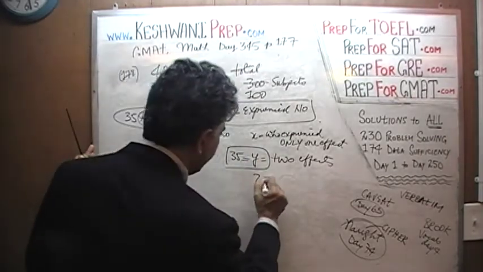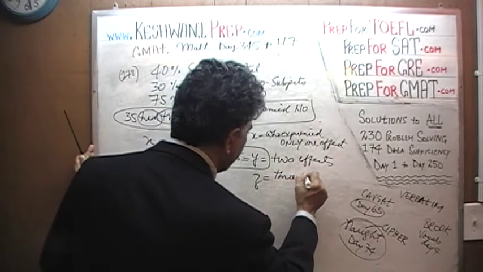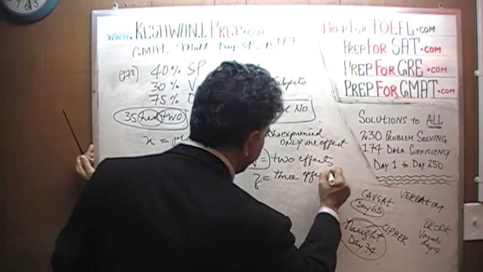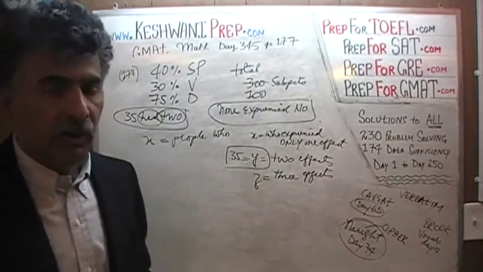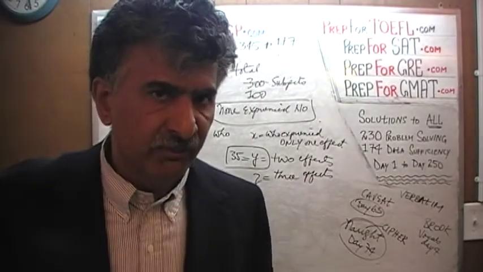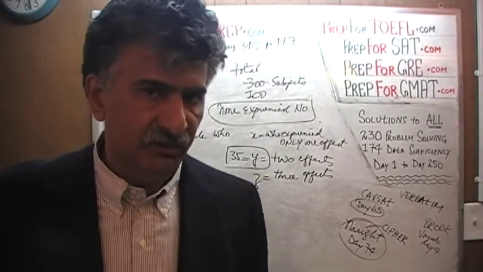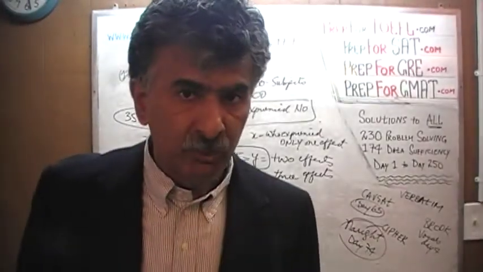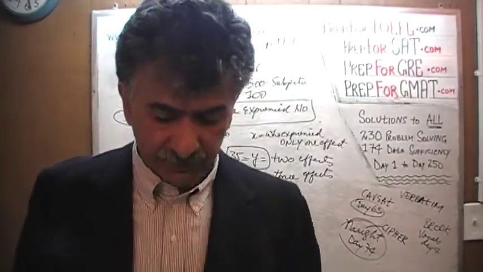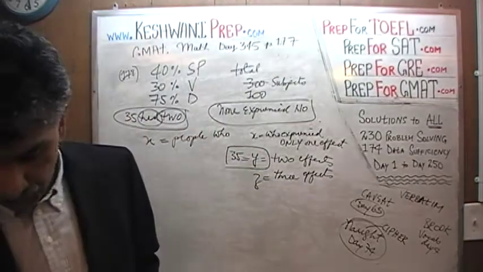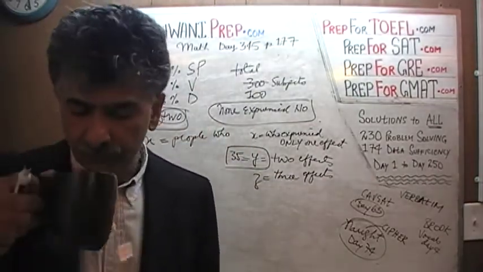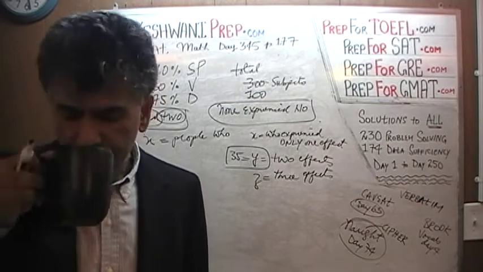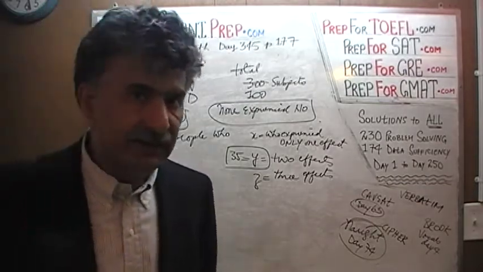We're going to use letter Z to represent people who had all 3 effects. Number of people who had all of these 3 effects during the experiment. They went through vomiting, they went through the dizziness spell, they experienced sweaty palms. They had all 3 of these effects. They had all the fun. And we're going to represent those with Z.